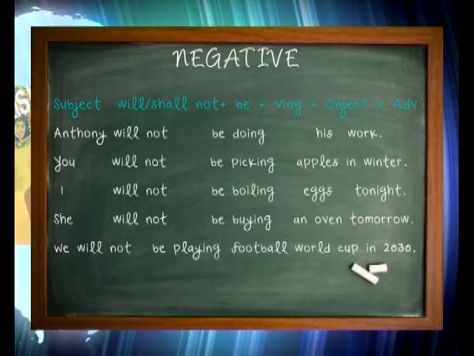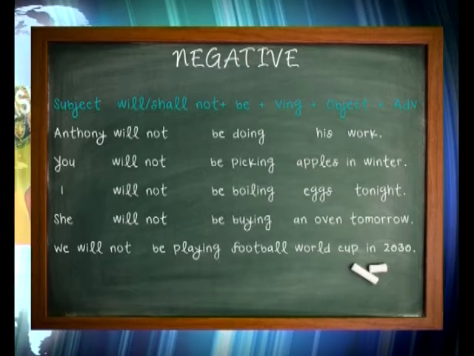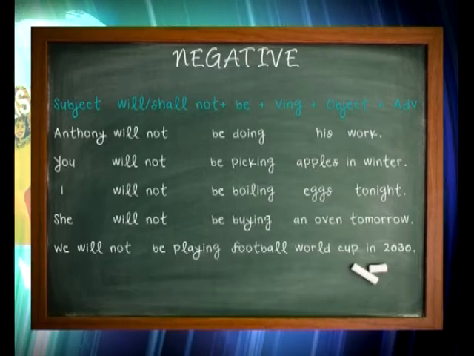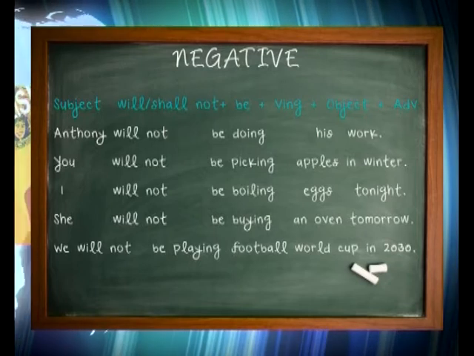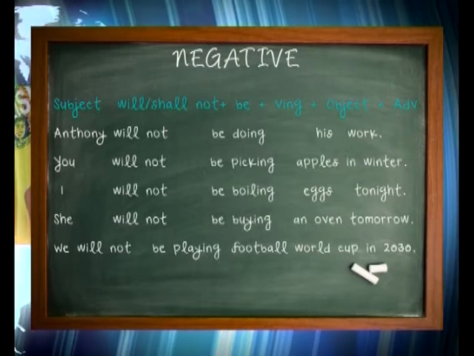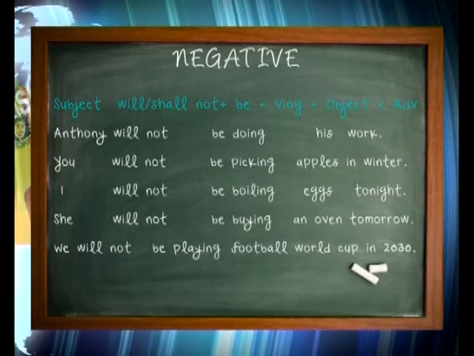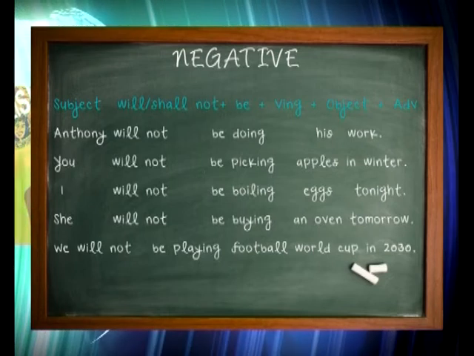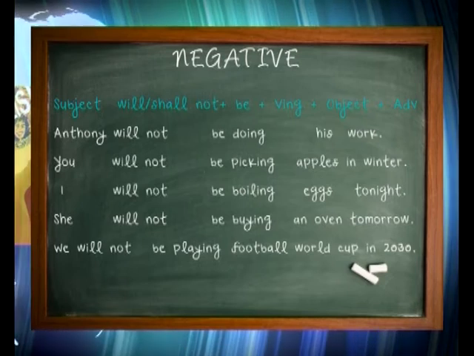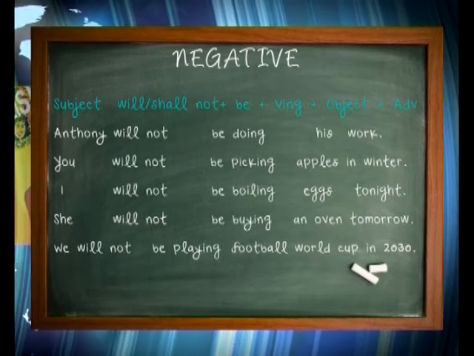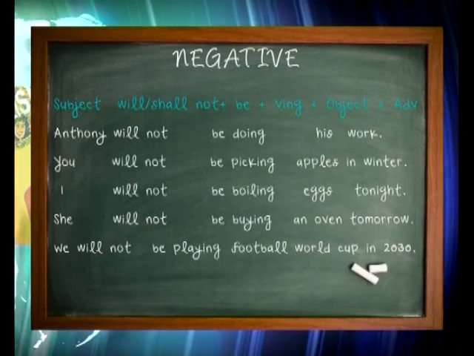Anthony will not be doing his work. Here, will and not, and then be doing is there. You will not be picking apples in winter. So, in winter here is not an object. It is an adverb of time. But if you compare this with the first sentence, Anthony will not be doing his work, his work is the object. I will not be boiling eggs tonight. Again, tonight is an adverb of time.